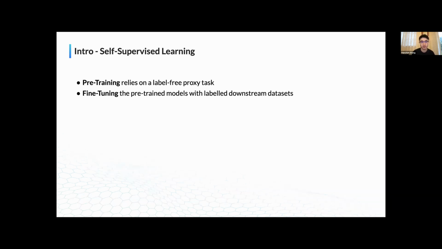The fine-tuning is usually done by fine-tuning the pre-trained model with labeled downstream datasets. Here we mean we fine-tune the pre-trained graph neural network models on some specific biochemistry or biophysics datasets.